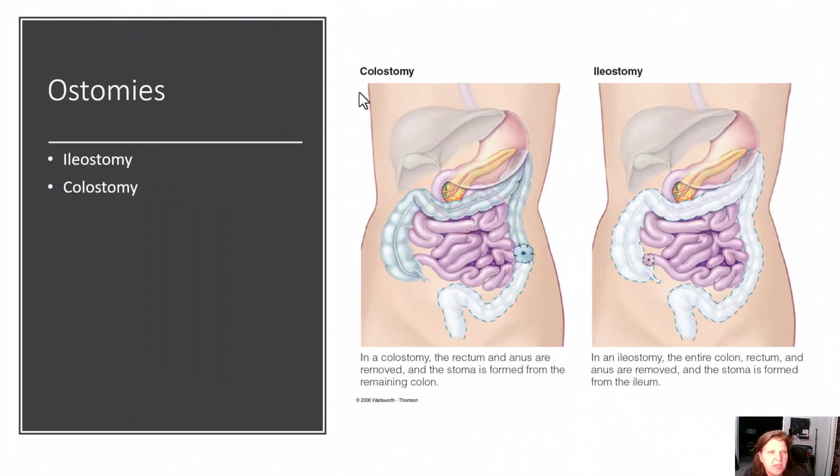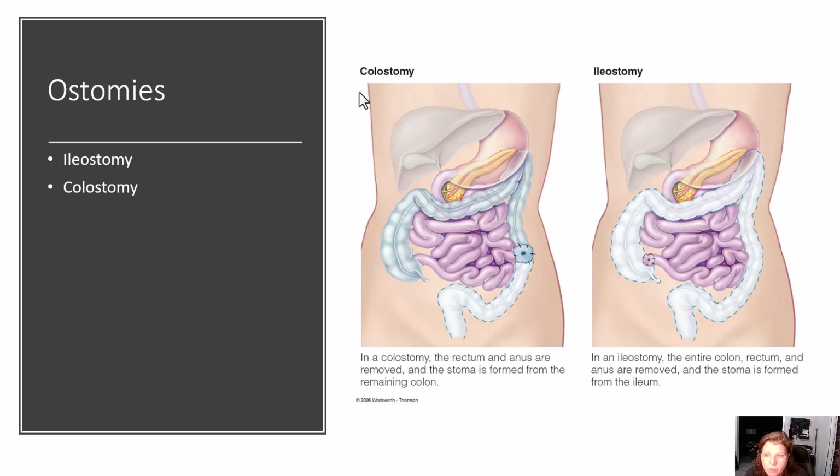And finally, we get to the surgeries. So these are ostomies. When things go wrong in that lower GI with irritable bowel syndrome or diverticular disease or even IBD, we can end up with so much damage that's done to the intestinal tract that we have to remove a portion of it.